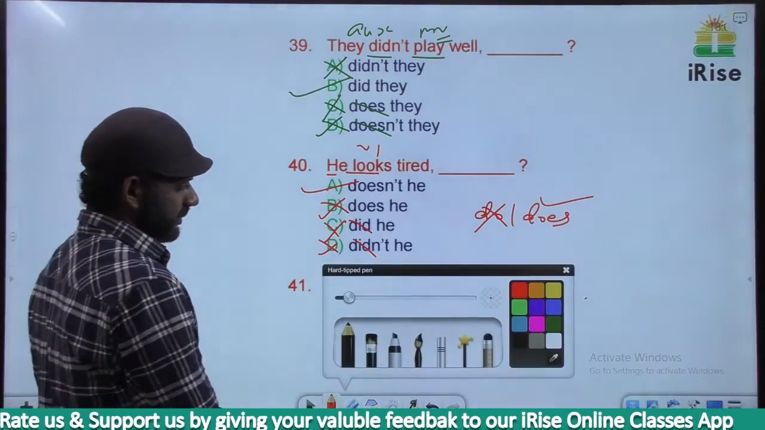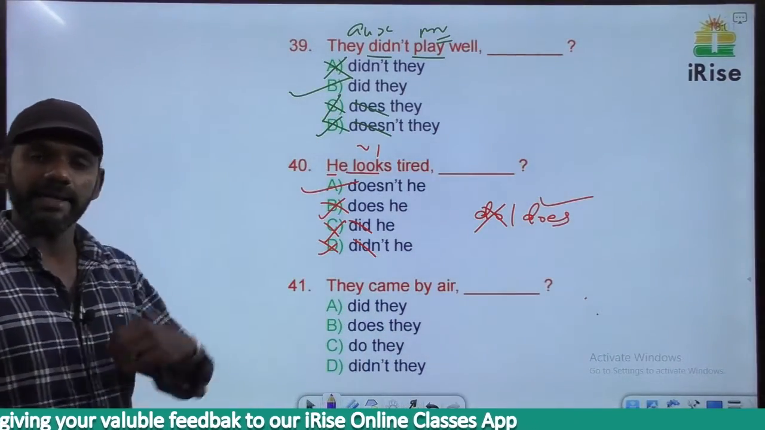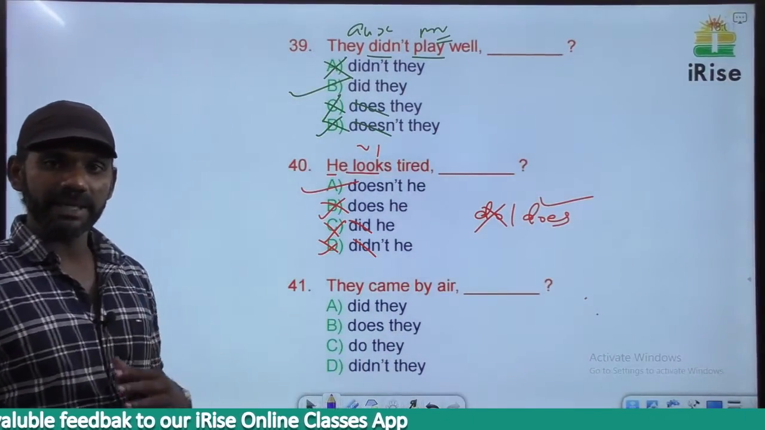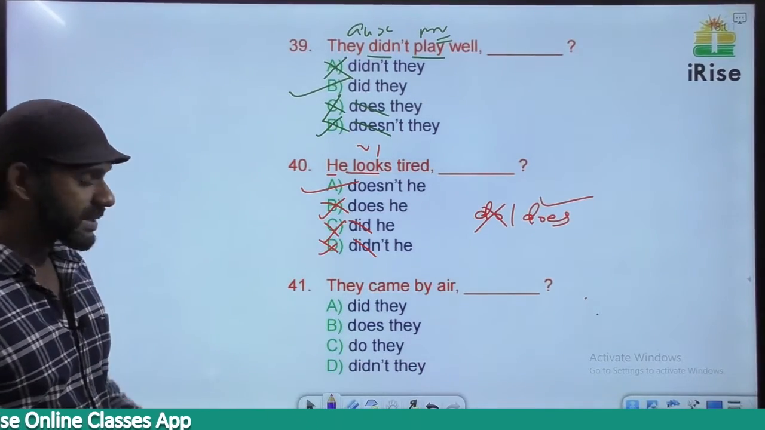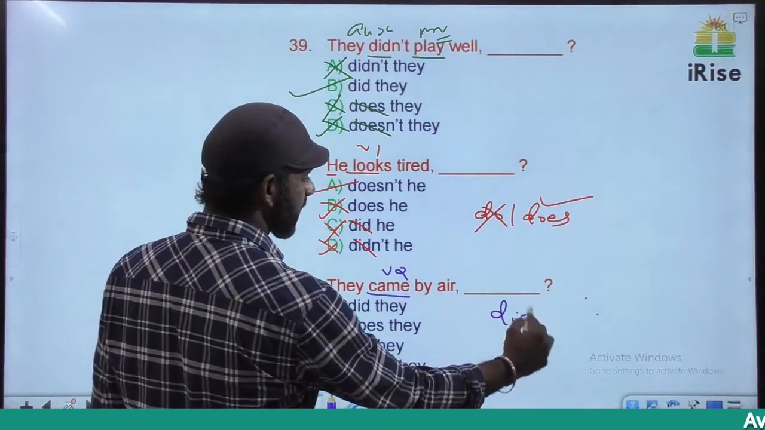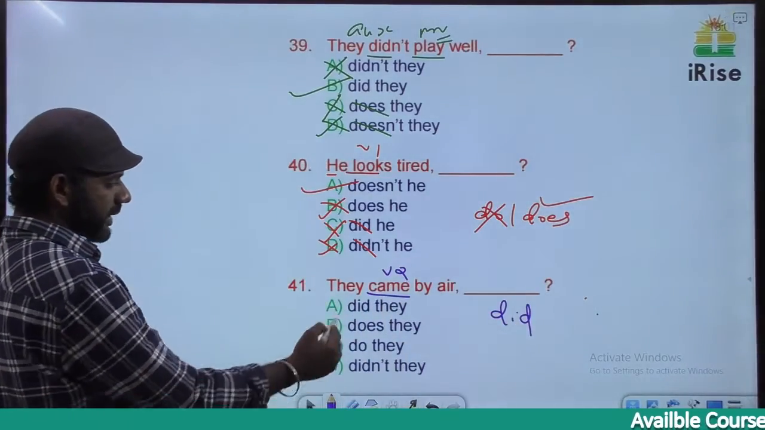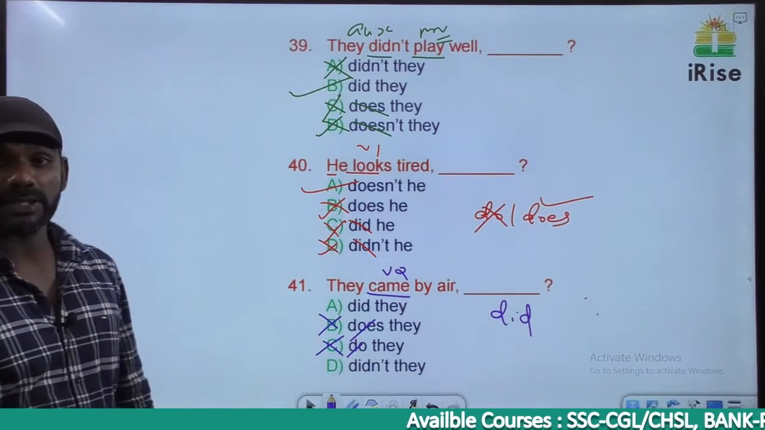The next one. They came by air. No auxiliary verb. The verb in this sentence is came. Came is V2, simple past. So as you know, in the tag we need did. Based on that, B and C are gone. B says does, C says do.